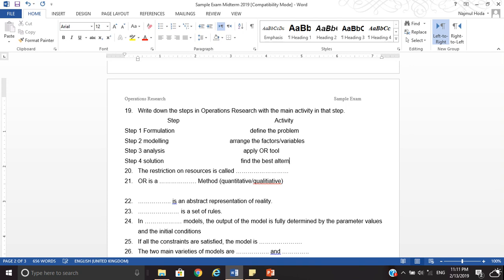Now the OR just provides the best alternative. It doesn't mean that the manager will necessarily have to take this decision. He has several choices, so she can decide to adopt this answer or not. But OR, if it is a deterministic tool, will give an answer and that answer will be the decision. But now the manager will take the decision based on many other factors also. Restrictions on resources is called constraint.